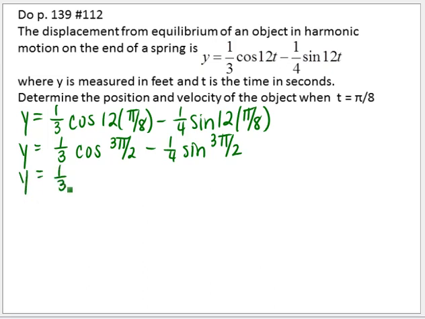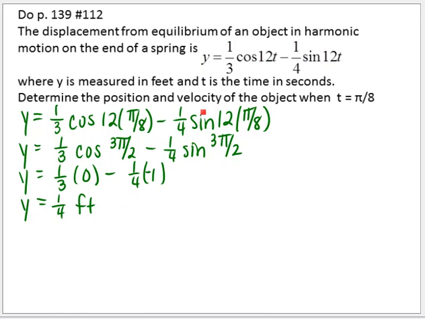Because I know my unit circle, I know the cosine of 3 pi over 2 is 0, and I know the sine of 3 pi over 2 is negative 1, excuse me. That means my position is 1/4 foot.